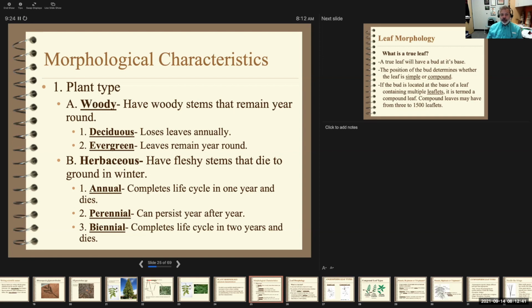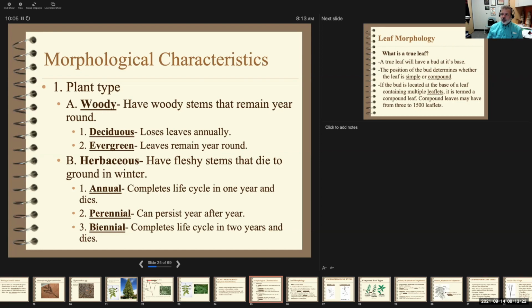Annual means that it completes its life cycle in 1 year and then dies down to the ground. Perennial means that it can persist year after year. Now, that doesn't mean that a perennial lasts for 100 years. It would still be a perennial if it lasted 3 or 4 years, but it's a plant that can persist year after year. It dies down to the ground in the wintertime and then reemerges in the spring. And a biennial completes its life cycle in 2 years. And now the typical life cycle of a biennial would be you plant a seed, the seed sprouts. The first year it's basically all foliage, dies down to the ground, then reemerges in the spring, and then flowers, then it completes its life cycle.